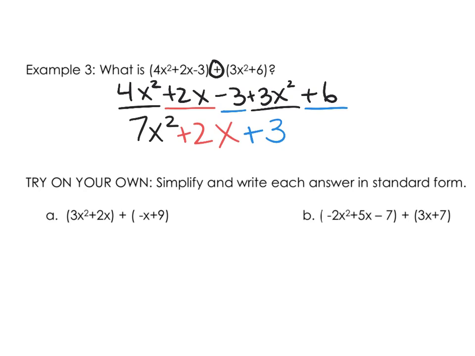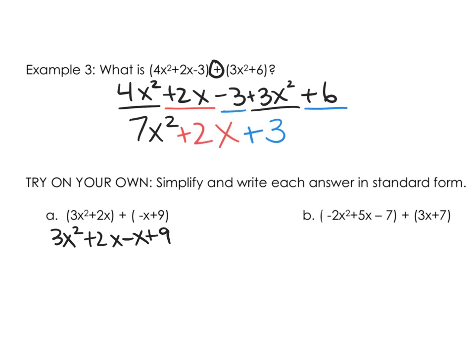Okay, if you want to pause the video to try the next two on your own, go ahead. Now that you've tried them, you should have taken them out of the parentheses. This was a negative x, so I'm going to bring that down as a negative x. And then that was a positive 9, so make sure you had those correct.